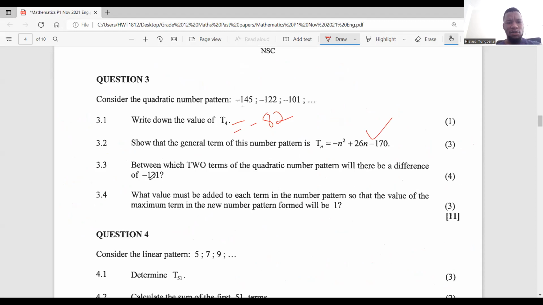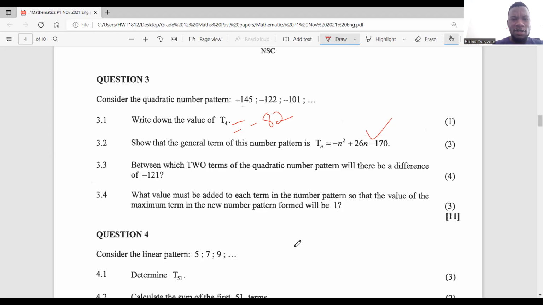Okay, so now the second question I was saying: between which two terms of the quadratic number pattern will the difference be minus 121? So between which two terms, if you take the difference between those two terms, you get minus 121. The easiest way of doing this is to think of it this way. If we have two consecutive terms, if you take the difference of that, it should give us minus 121. So solve for those terms.